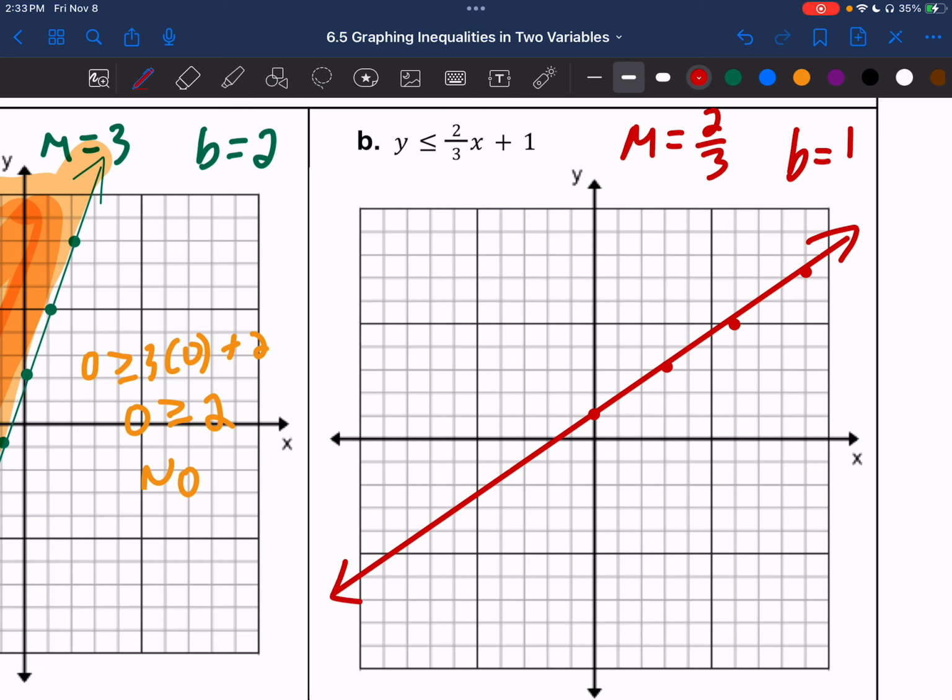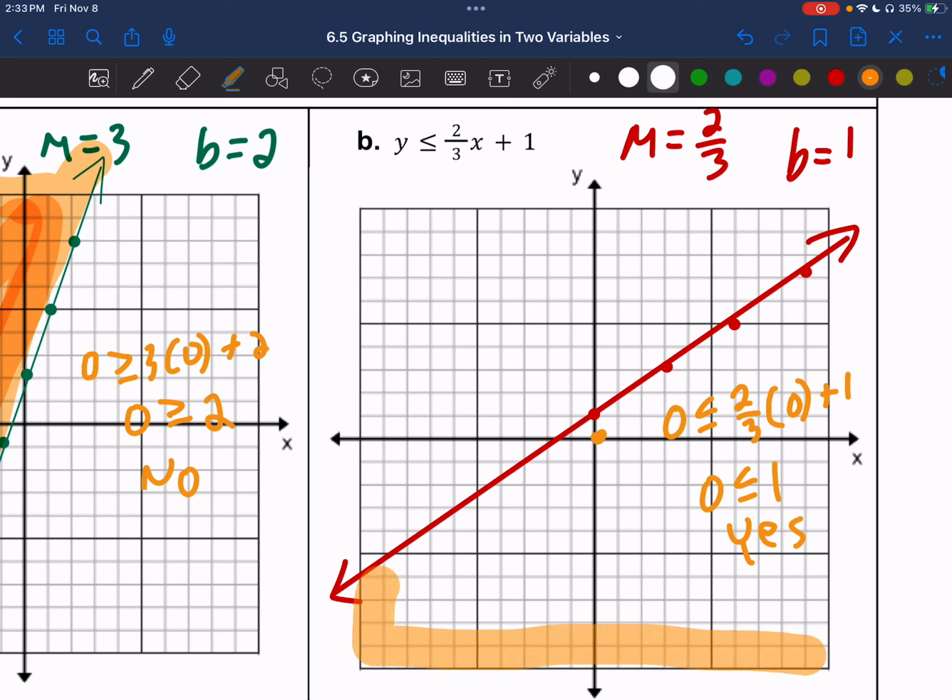With arrows at the end, and we are going to do a test point, which is 0 is less than or equal to 2/3 times 0 plus 1. Is 0 less than or equal to 1? Yes, it is. And so then we are going to be shading on the side with the test point. So we're going to shade down below here.